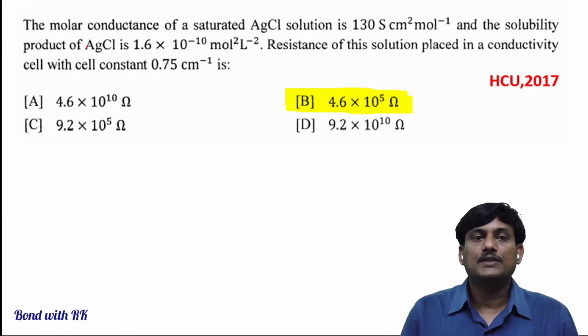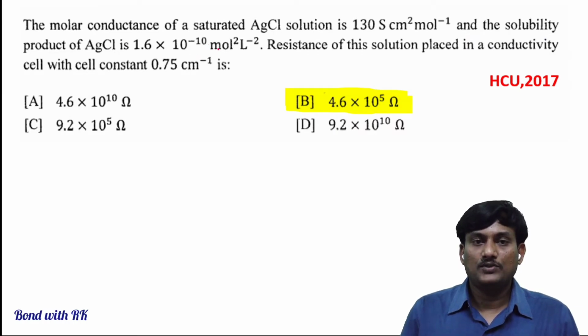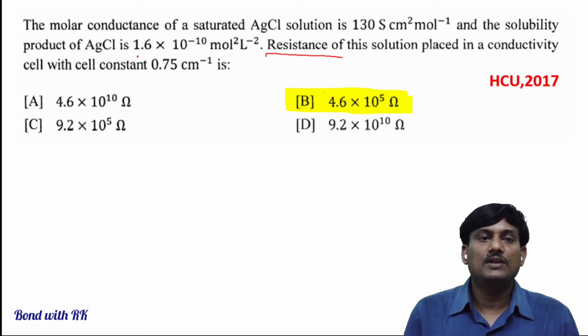The molar conductance of a saturated HCl solution is 130 Siemens centimeter square mole inverse, and the solubility product of HCl is 1.6 into 10 to the power of minus 10 mole square liter power of minus 2. What is the resistance of the solution placed in a conductivity cell with the given cell constant? Okay, we have to calculate resistance. Before that, we have to calculate specific conductance. Molar conductance is given, solubility product is given.